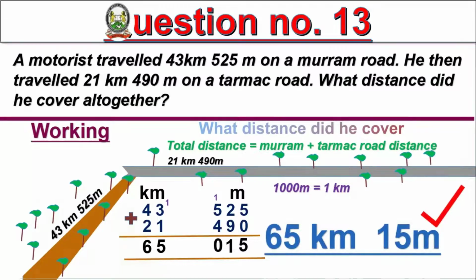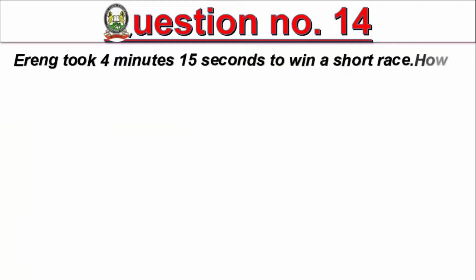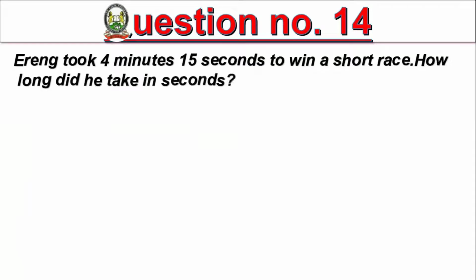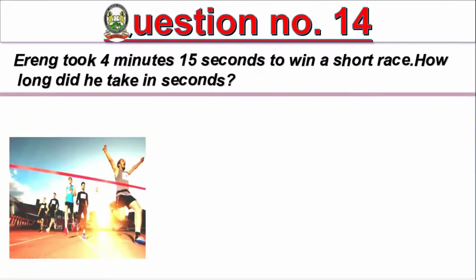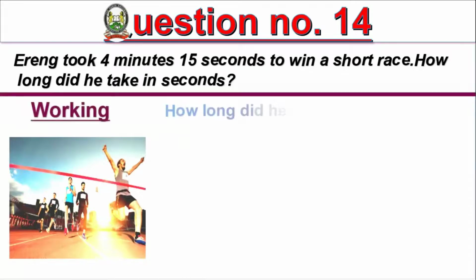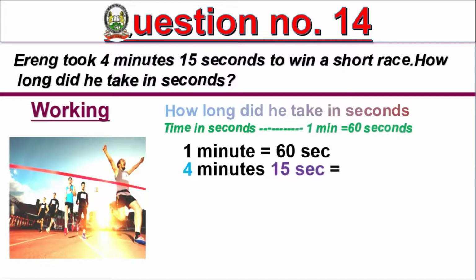Question number 14 says, Ireng took 4 minutes, 15 seconds to win a short race. How long did he take in seconds? So this is conversion. 1 minute equals 60 seconds. So if 1 minute equals 60 seconds, 4 minutes 15 seconds equals how many seconds?